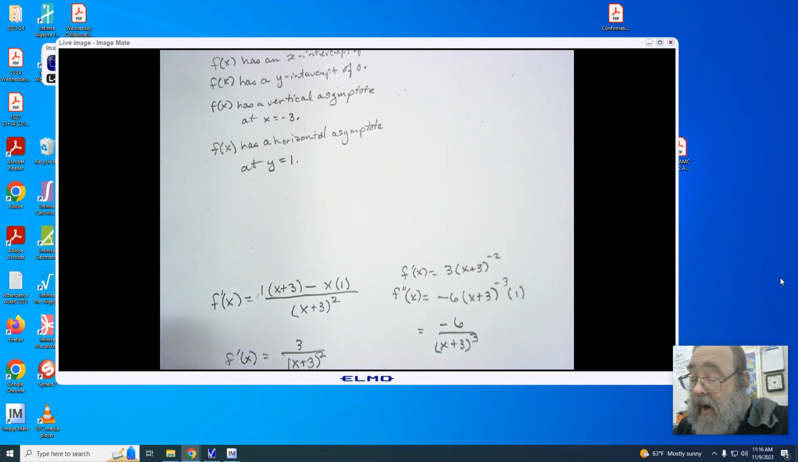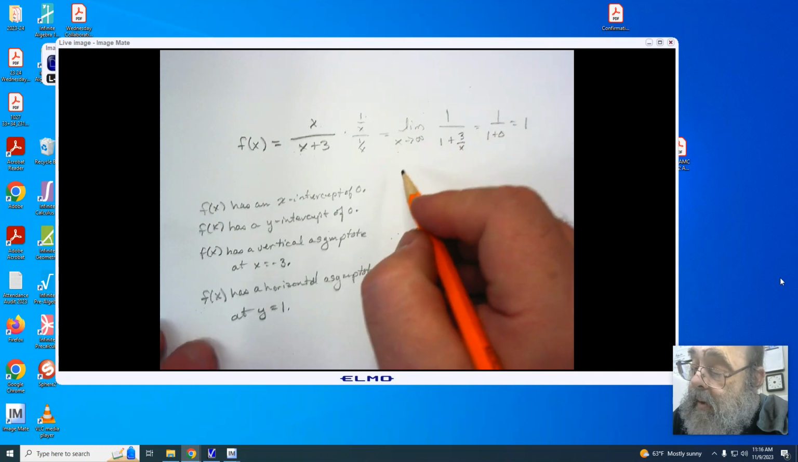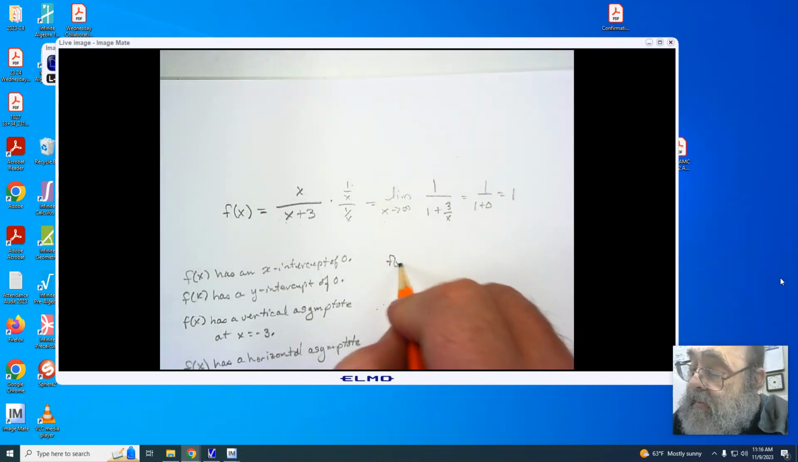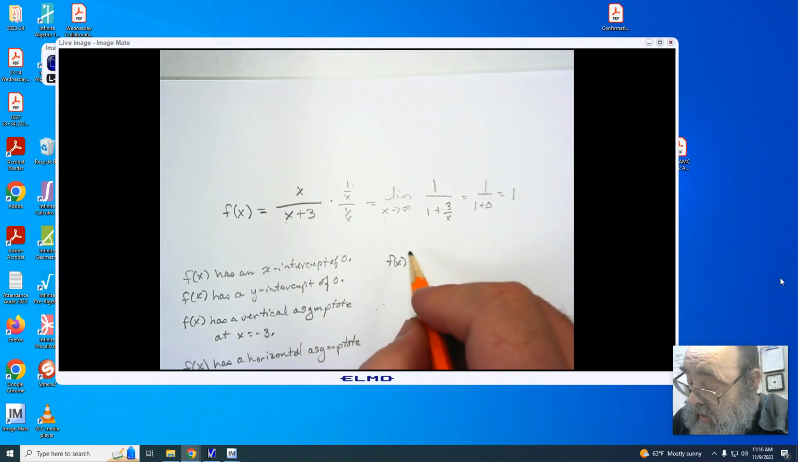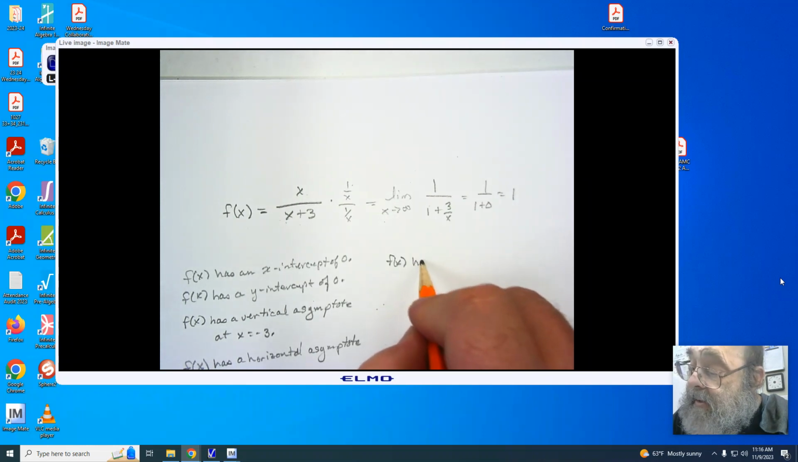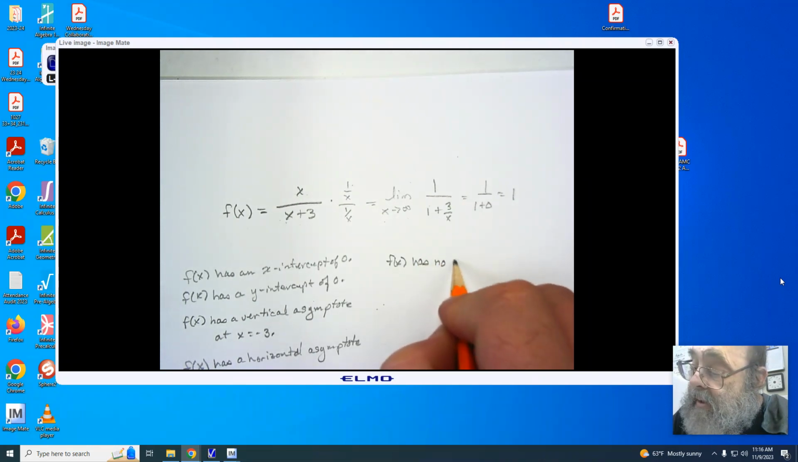We're now ready to write our information. So, f of x, and let's see, has no relative extrema.